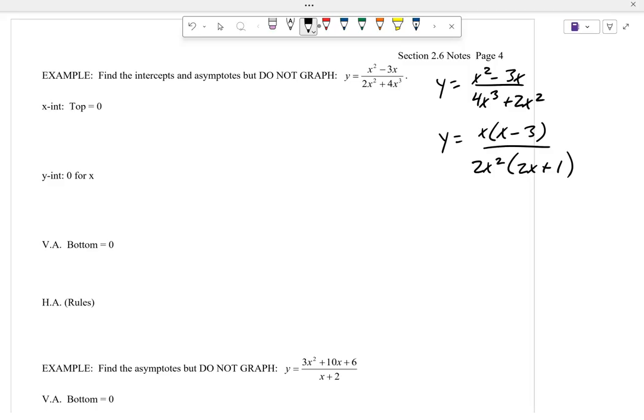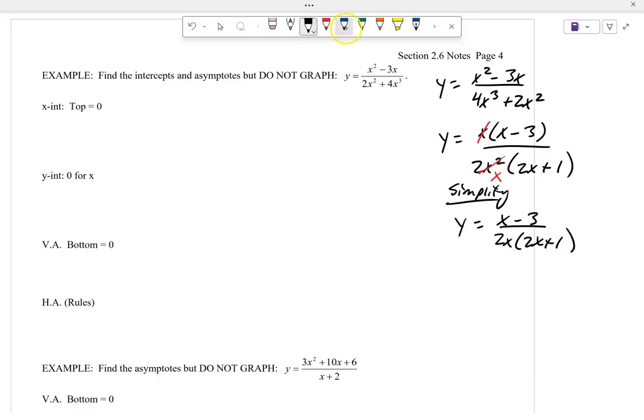Okay. And so we could simplify this. Notice that one of these x's would cancel with one on the bottom. And we'll talk about what that does graphically, but graphically that's going to mean we have a hole there, that's equaling 0. But this will simplify to the function x minus 3 over 2x times 2x plus 1.